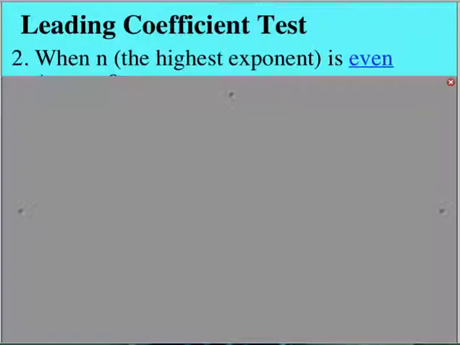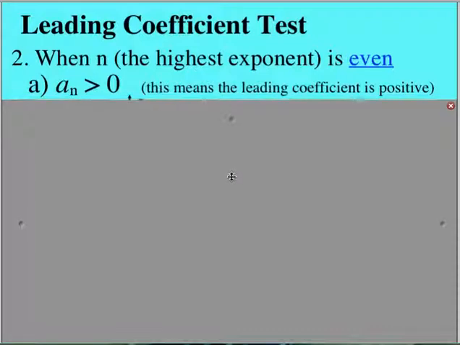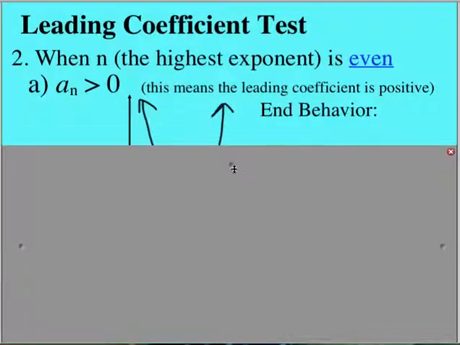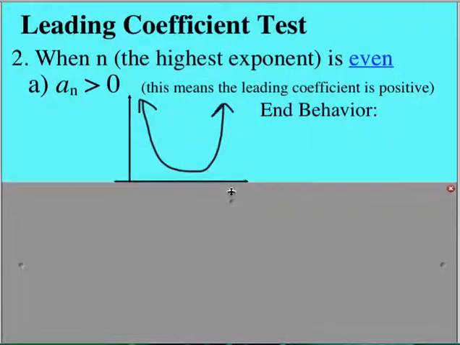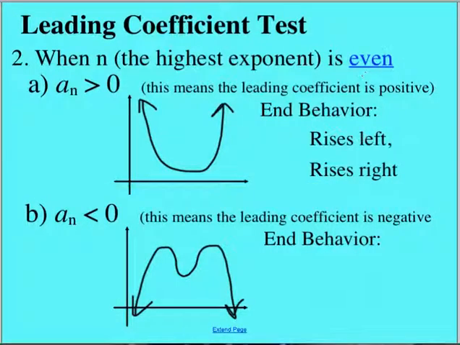The next part is if your largest exponent is even. So if you have an even degree and a positive leading coefficient, what does the end behavior do? Remember, it doesn't matter what's going on in the middle. This can apply to a parabola, a fourth degree, a sixth degree. If it's an even degree and it's positive, it's going to rise left and rise right. But if you have a negative leading coefficient and an even degree, the end behavior is that it's going to fall left and fall right.